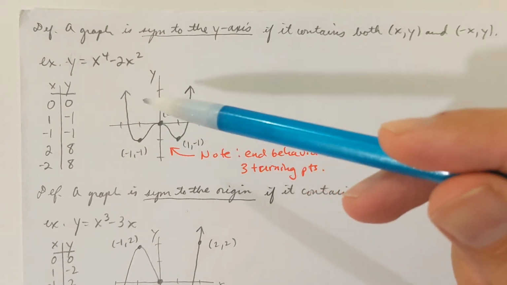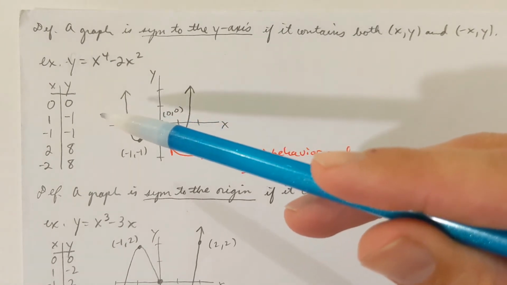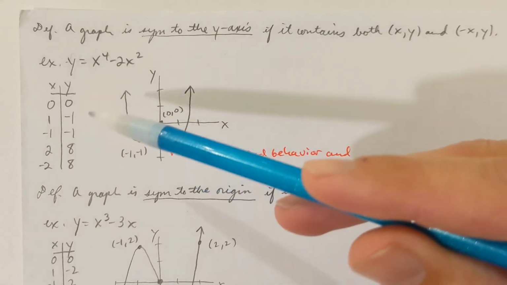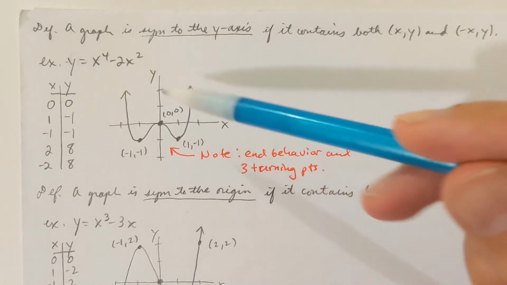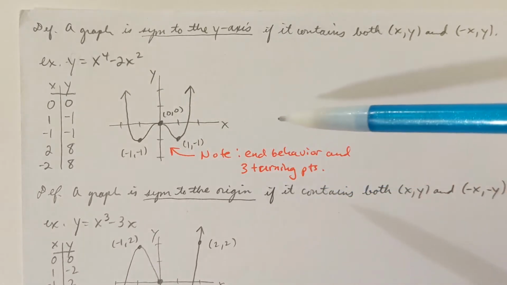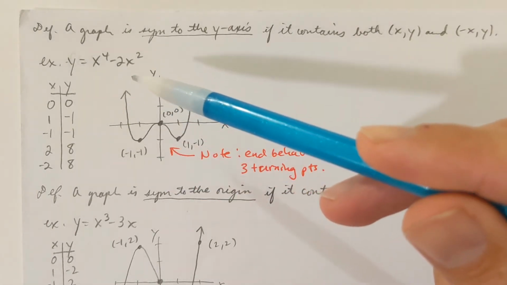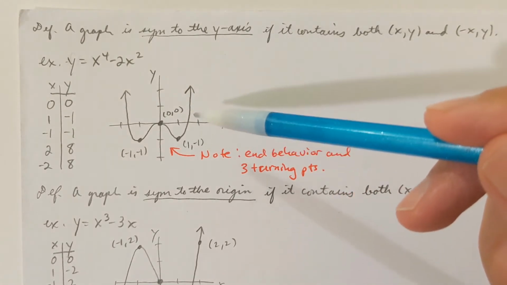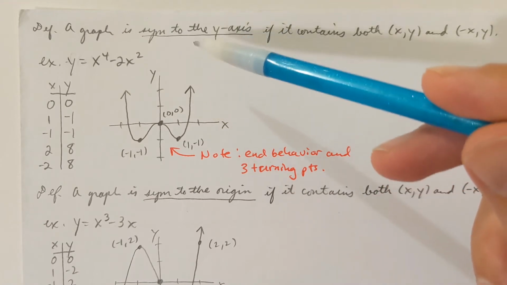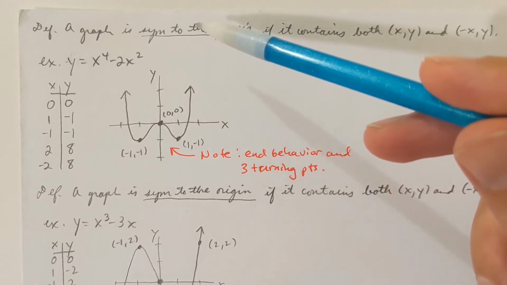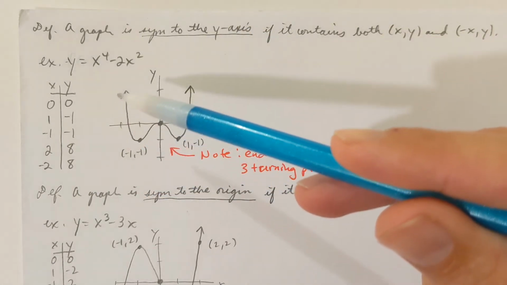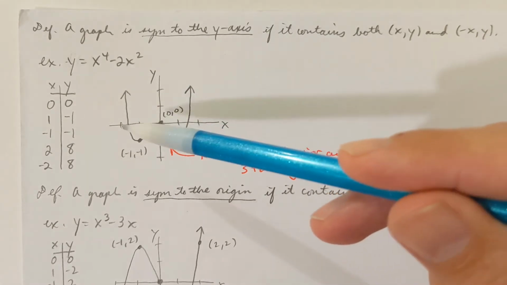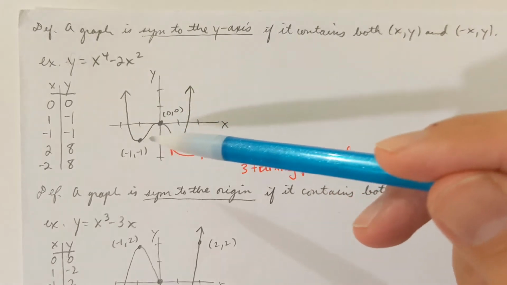If x is 0, y is 0, so (0, 0) is on the graph. If x is 1, 1 minus 2 is negative 1, so (1, negative 1). If x is negative 1, 1 minus 2 is negative 1, so (negative 1, negative 1) is on the graph. If x is 2, 2 to the fourth is 16 minus 8 is 8. I don't have it scaled that far, but I'd want to make sure (2, 8) is on the graph. And if x is negative 2, then (negative 2, 8) on the other side would be on the graph.